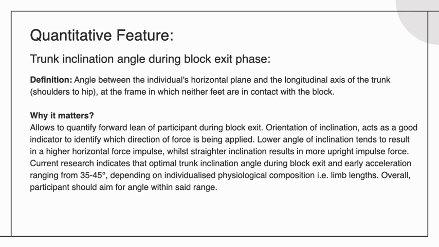This is the angle between the individual's horizontal plane and the longitudinal axis of the trunk, shoulders to hip, at the frame in which neither of the feet are in contact with the block. This is important to me as it allows us to quantify forward lean of a participant during the block exit. As we said before, orientation of inclination acts as a good indicator to identify which direction the forces are being applied. A lower angle of inclination tends to result in a higher horizontal force impulse, while a straighter inclination results in a more upright impulse force.